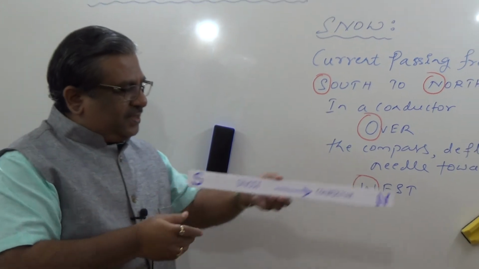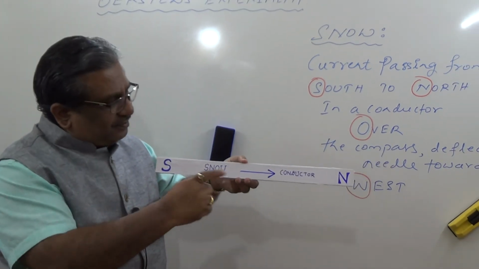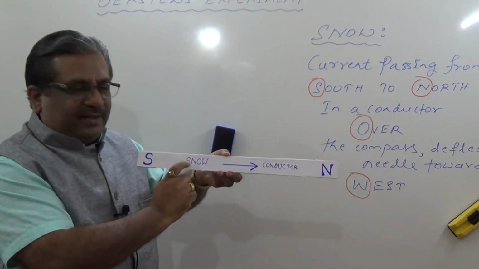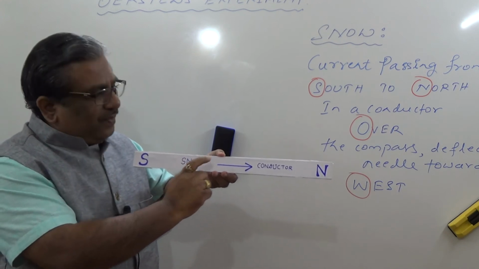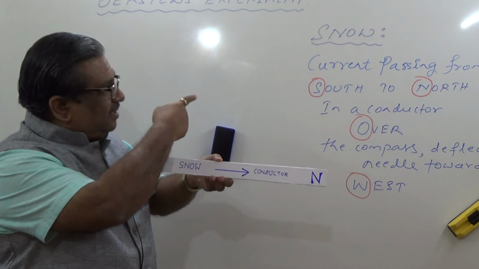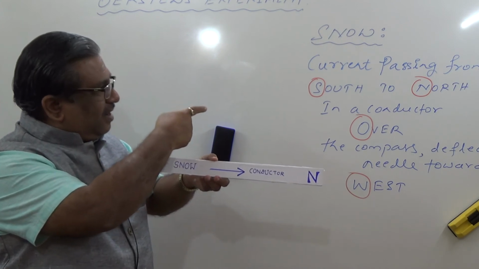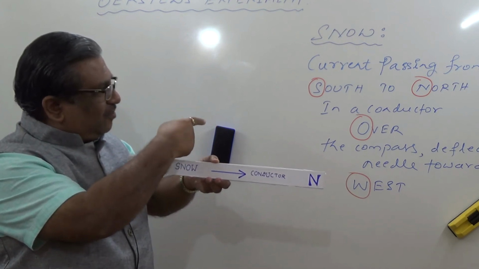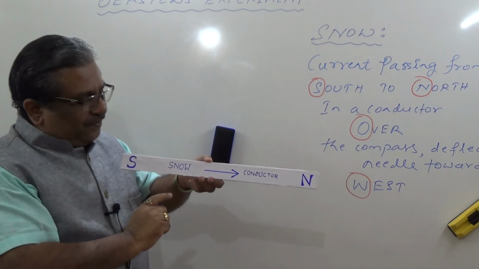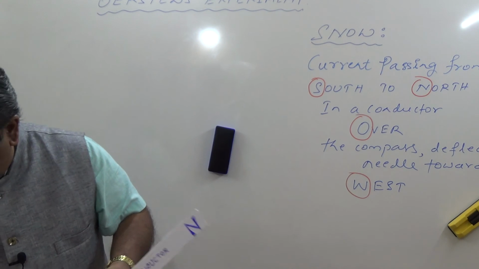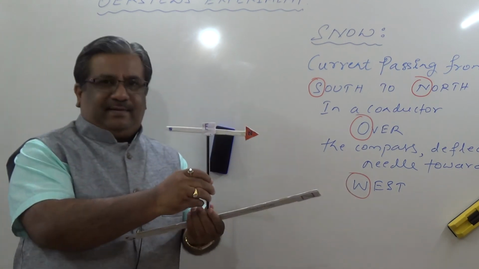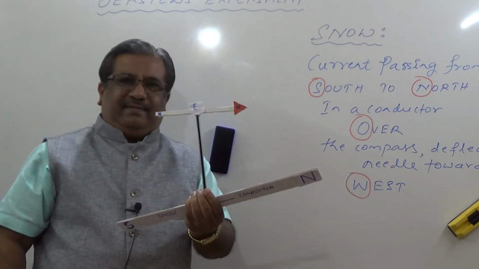So this is about the conductor. Here I have written SNOW. This SNOW is to be read properly as current passing from south to north in a conductor over the compass deflects the needle towards the west. That is important. That's all in this. Next, here this is a magnetic needle or a compass needle.